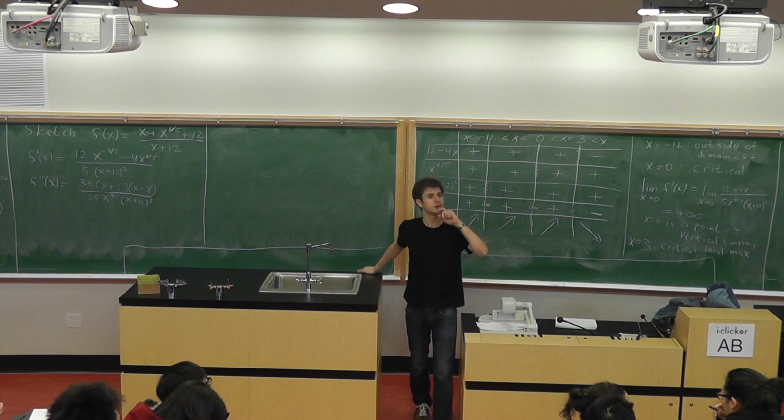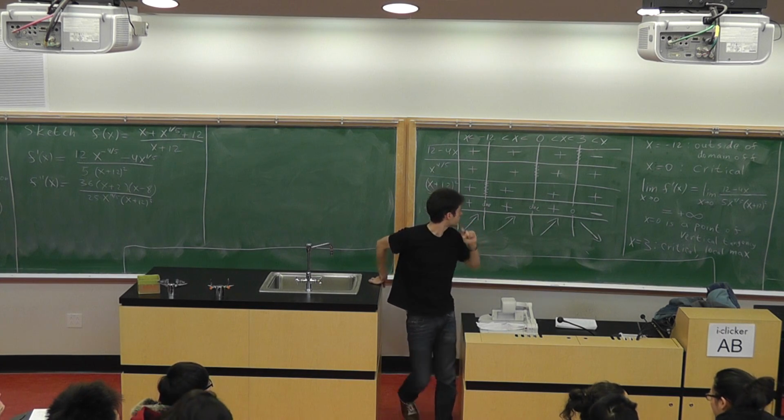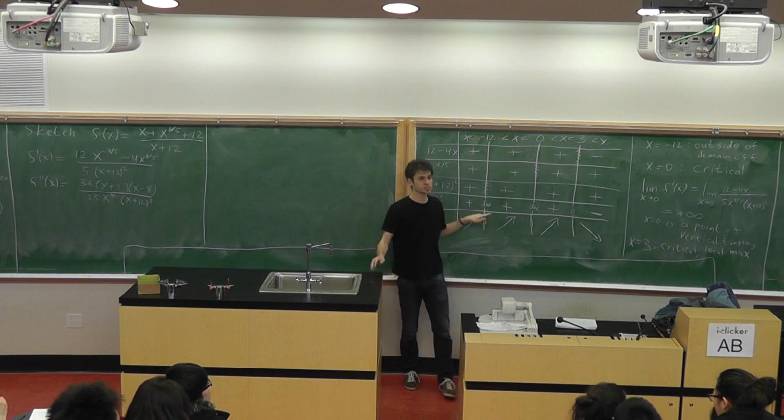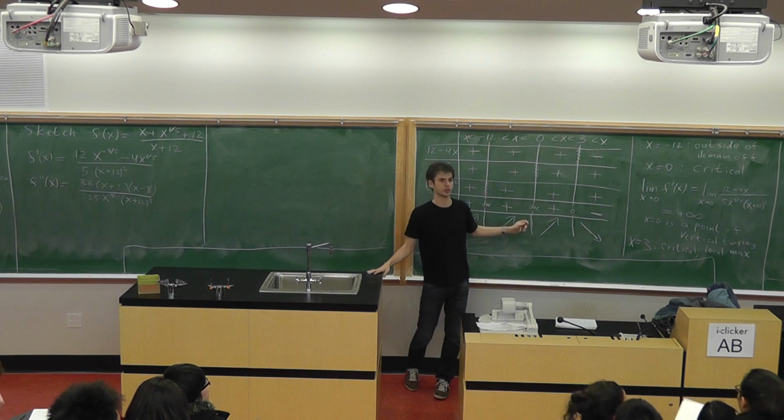Yeah. Is the tangent line a critical point? Yes, it is a critical point. So if the derivative doesn't exist, it's automatically a critical point. Okay, yeah.